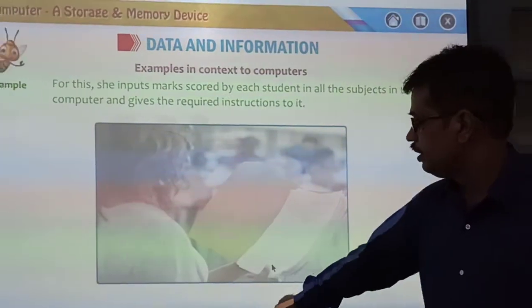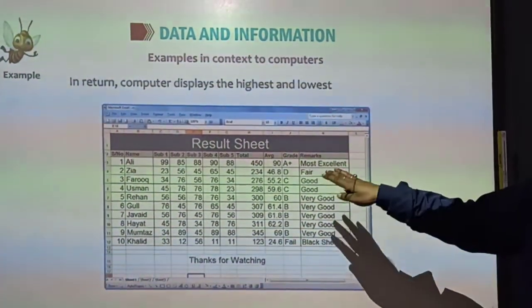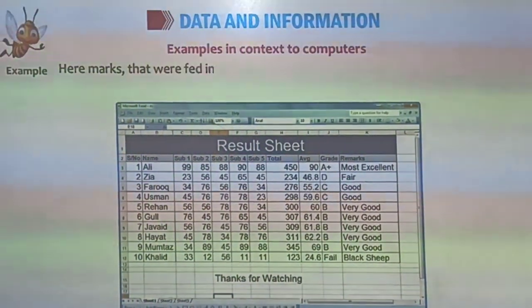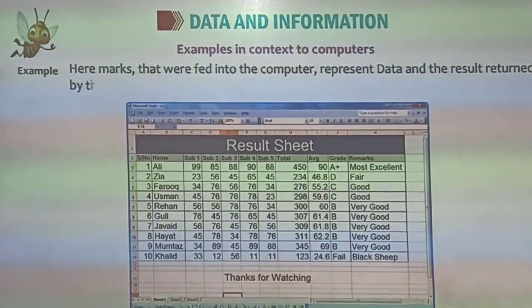Now let's see what is given next. These are all examples of data and information only. We are not going to discuss them. We just wait for the next topic. Data and information is clear.